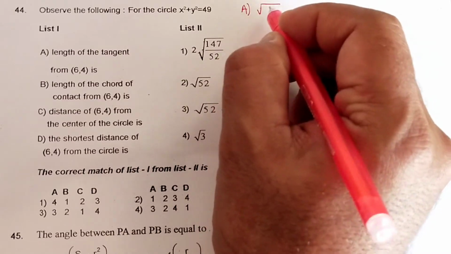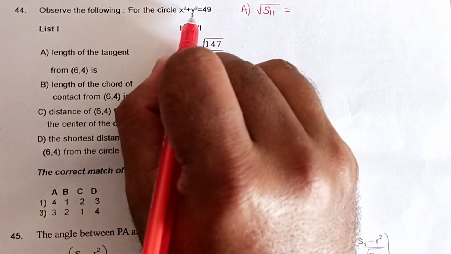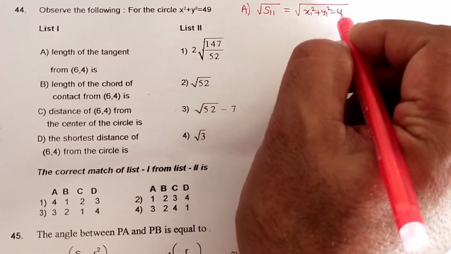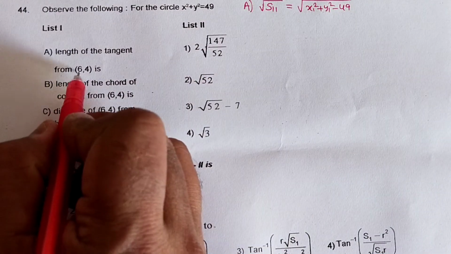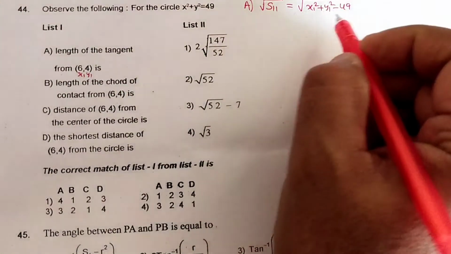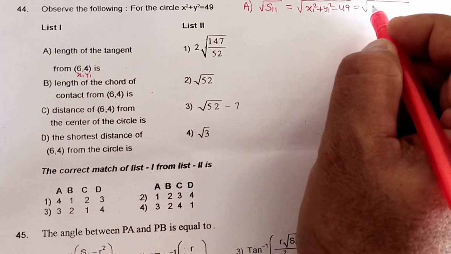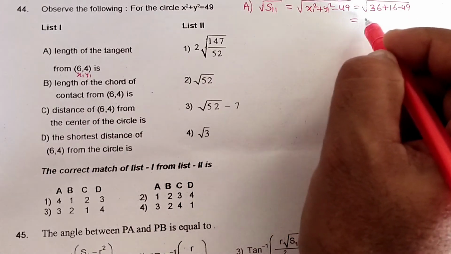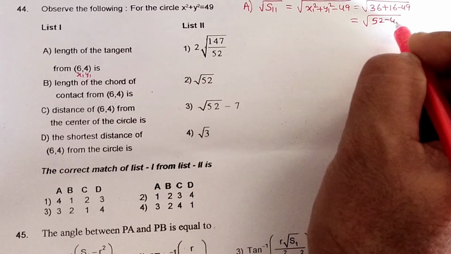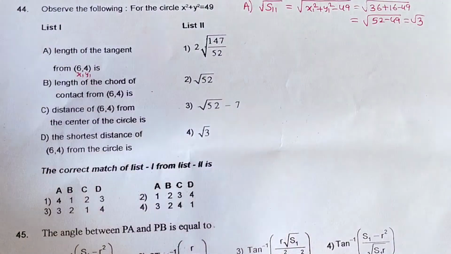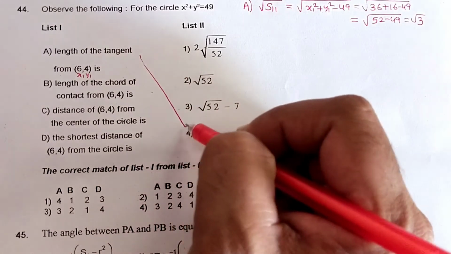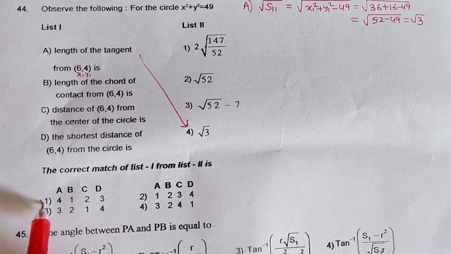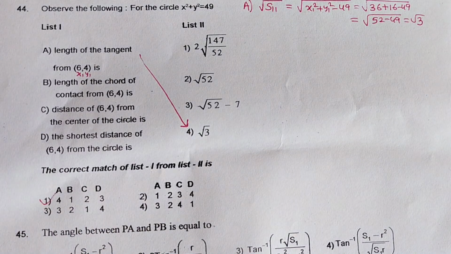Length of tangent means root of S11. What is S here? x square plus y square minus 49. Root of x1 square plus y1 square minus 49. So the x1, y1 values are 6, 4. This is x1, this is y1. Now substitute: root of 6 square means 36 plus 4 square means 16 minus 49. So root of 52 minus 49, which is equal to root 3. So for A, the fourth is the option. Among the 4 options only the first matches, so the first option is the right option. No need to do it for the other values.